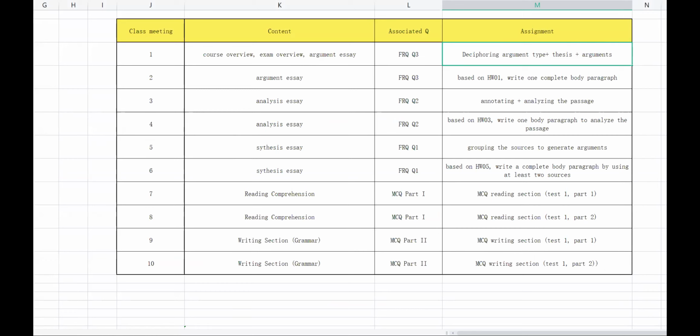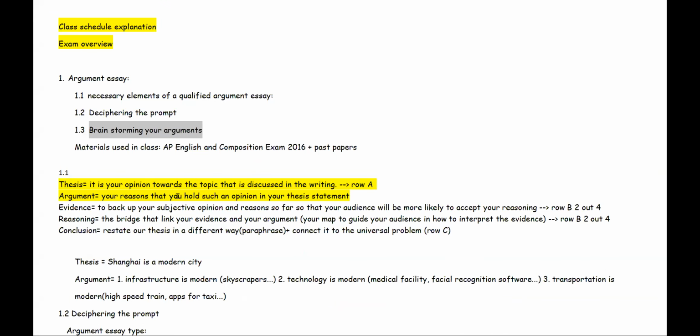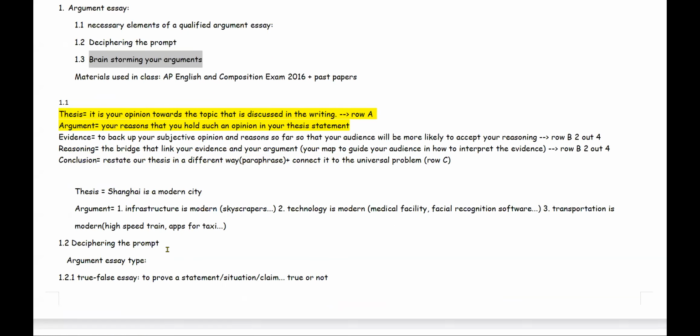And don't forget, your thesis statement must be what? Defensible. This is your opinion towards the topic that is discussed in writing. So that's your rule A. So your thesis must be defensible and on topic. So that would be your assignment today.